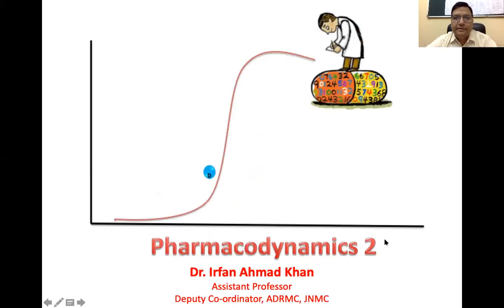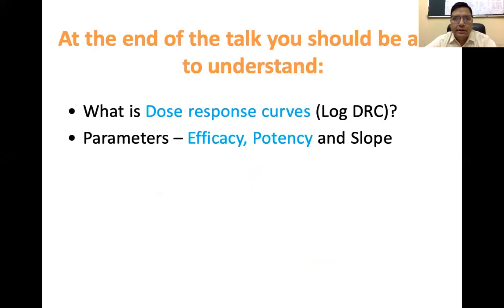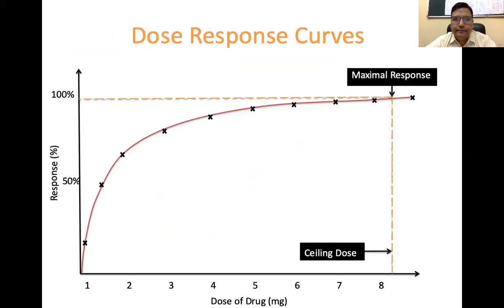Good morning, students. Today I am going to take the third lecture of the pharmacodynamics. Till now, we have talked about the receptors and various sites of drug action. So, at the end of today's lecture, you will be able to understand what dose response curve is and what are the different parameters which we can assess from the dose response curve, such as efficacy, potency, and the slope.